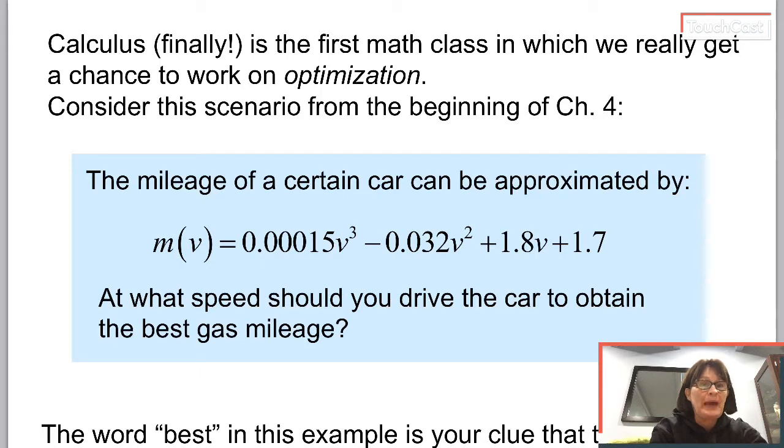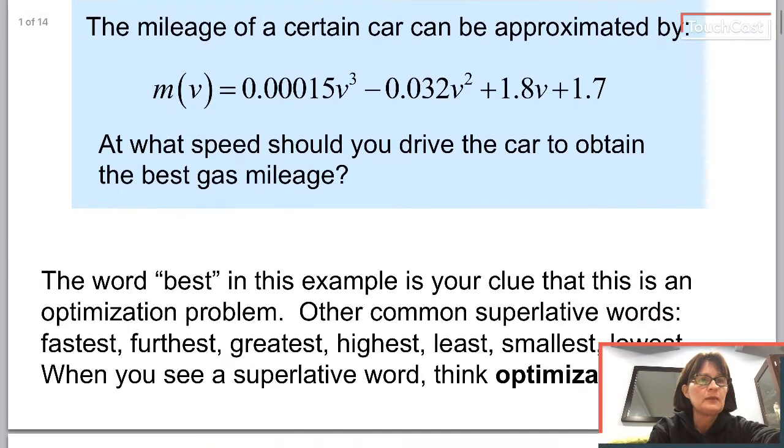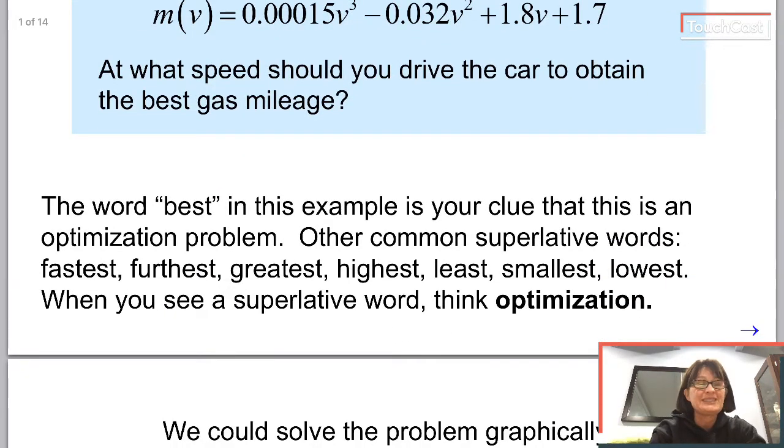So this word best, it's what we call a superlative word. And it's the clue that we're talking about an optimization problem. If you want to pick an input because it's going to give you the best possible output, that's optimization. Other superlative words that you'll see in problems that are your signal that it's an optimization problem: best, least, fastest, furthest, slowest, longest, highest, greatest. Those are all examples of superlative words, and your sign that we're talking about an optimization problem.